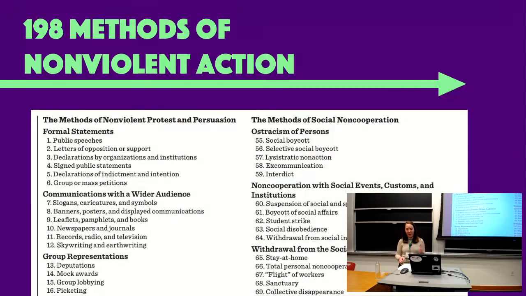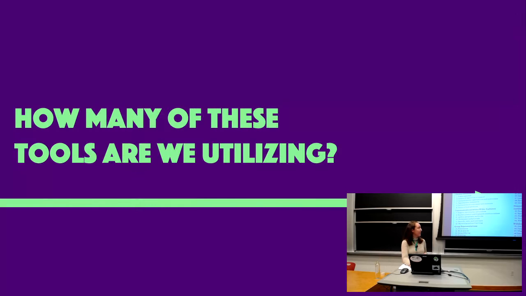So according to the Albert Einstein Institute, there are 198 named methods of nonviolent direct action. And this is just a quick screenshot of the list. I encourage you to check it out. And there are so many different things that can be happening. These include strikes, marches, sit-ins, occupations, boycotts, public speeches, etc. And there are nearly 200 things that can be done and utilized by social justice movements.